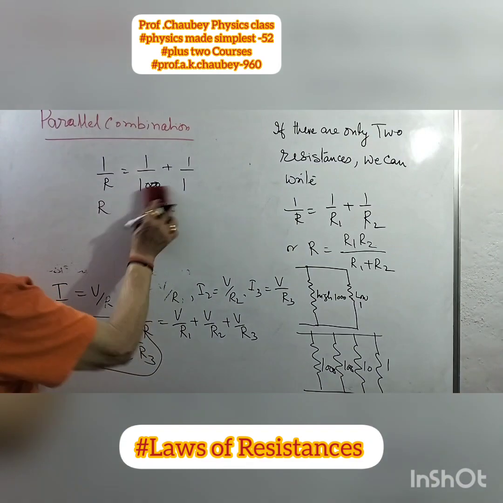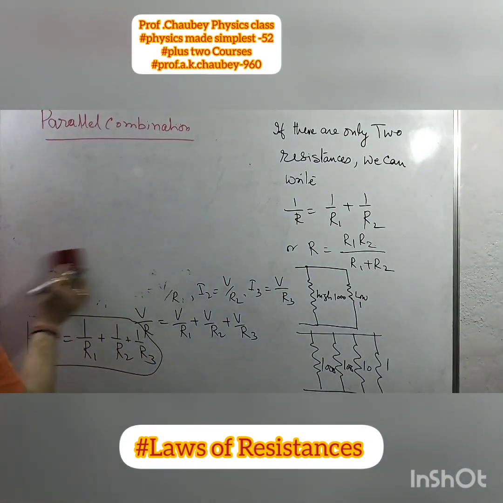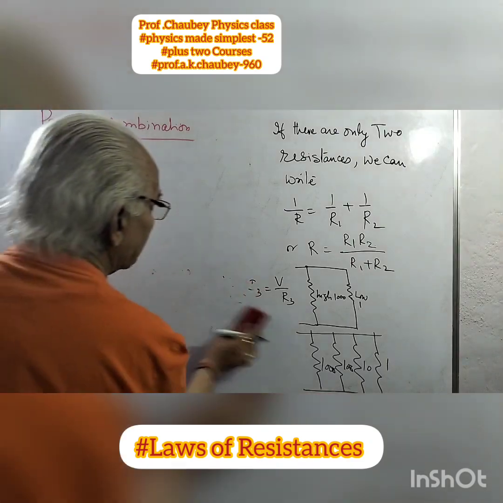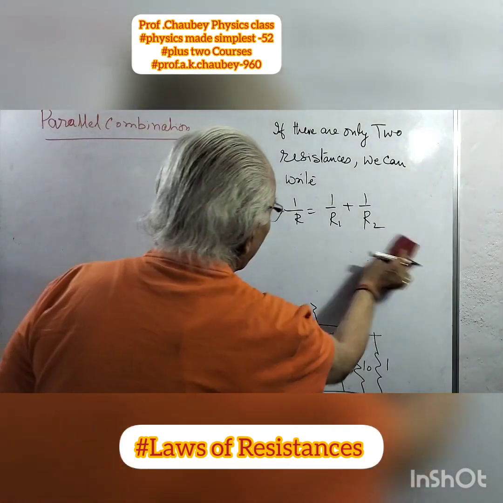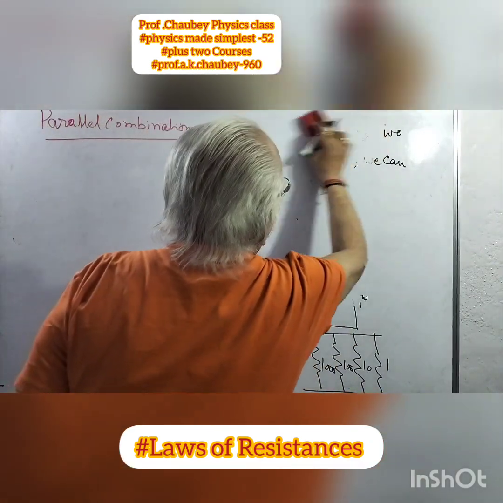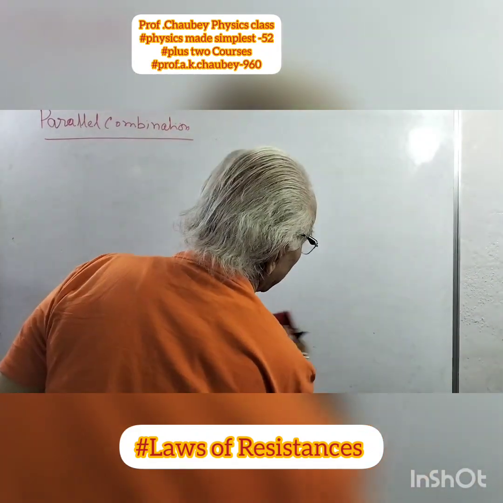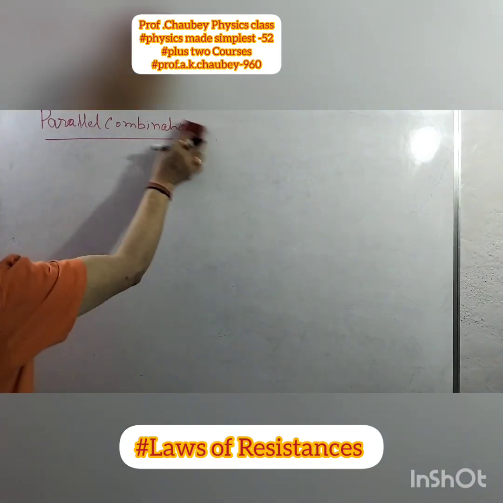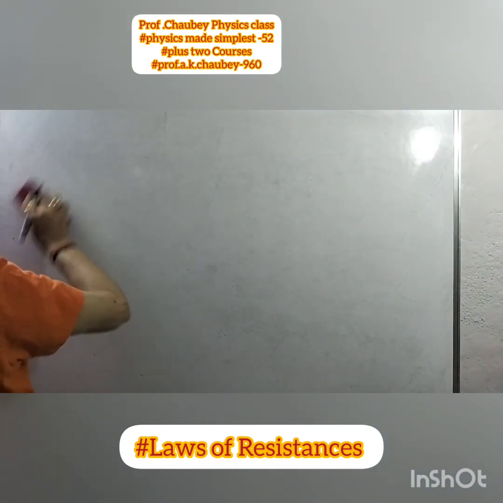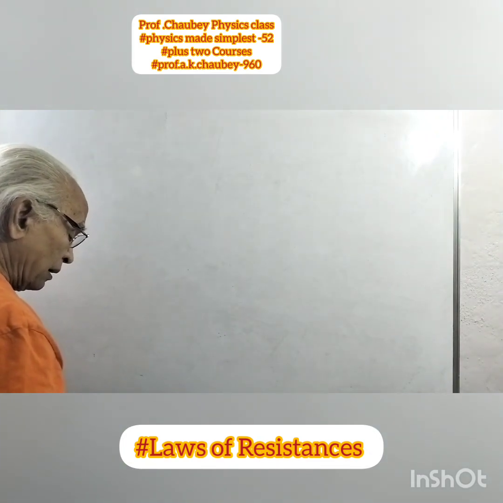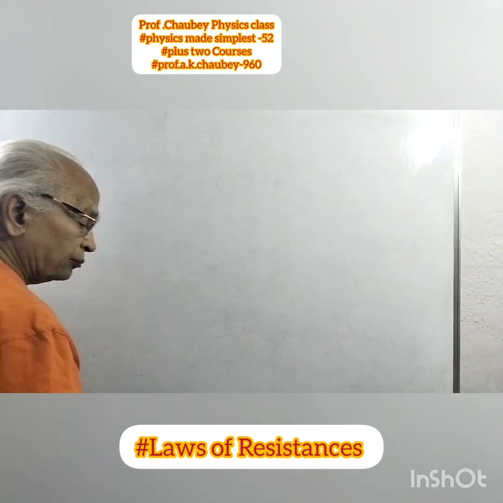Parallel combination of resistances is very important for many electronic circuits. So this is a very important law for the combination of resistances: parallel combinations, how to shunt the circuits, parallel combination and series combinations. Well, you can have one more law.